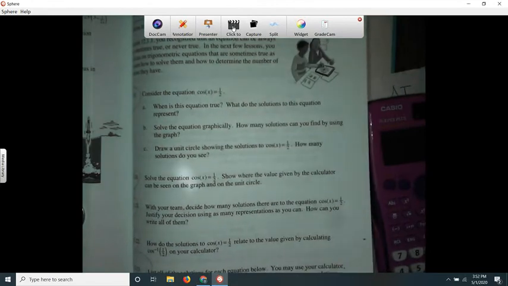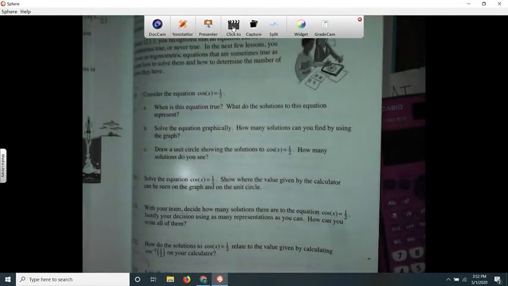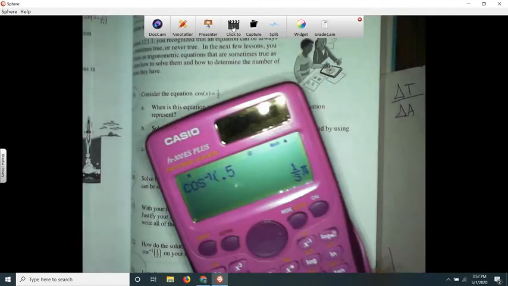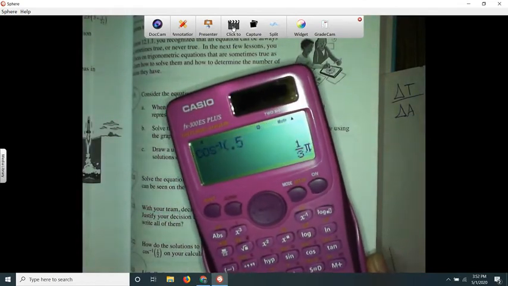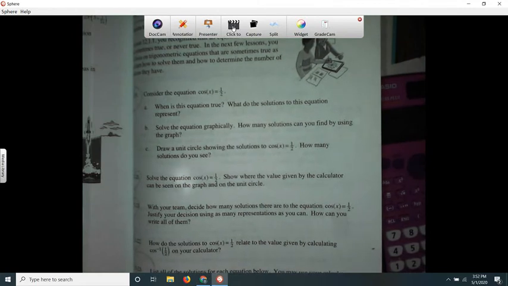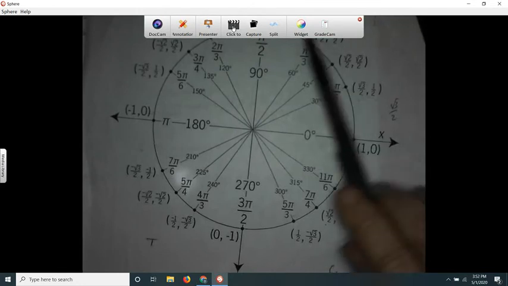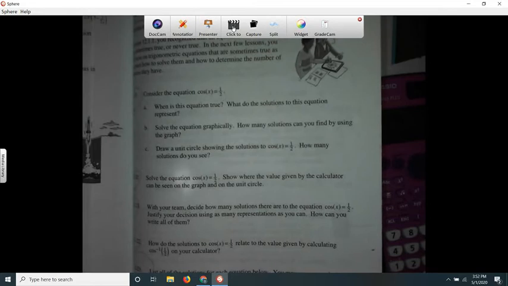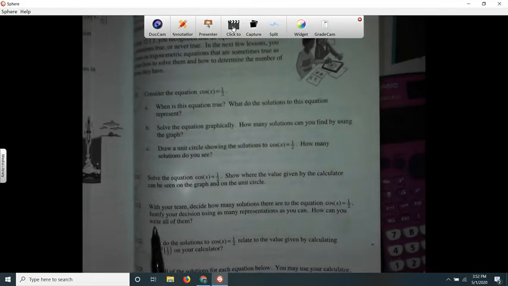So you have to be careful when you're using your calculator, and you have to remember the unit circle, because the calculator is programmed to only give you one of the many solutions. It's only giving you the quadrant 1 solution. It's up to your brain to remember that the calculator solution is just a little tiny part of your unit circle and a little tiny part of the graph.